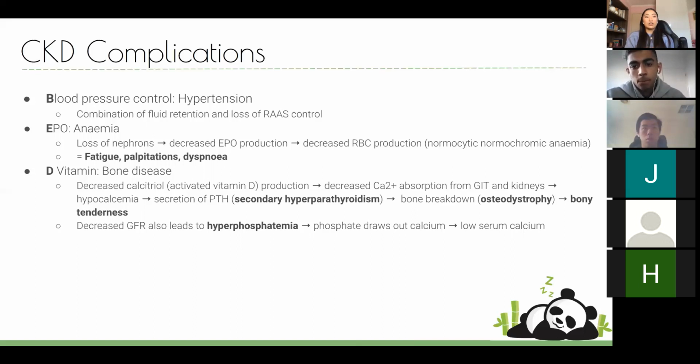And then vitamin D. So one of the functions of the kidney is to activate vitamin D and produce calcitriol. If you have low vitamin D, well, vitamin D's job is to absorb, or assist absorption of, calcium from the gut and the kidneys.